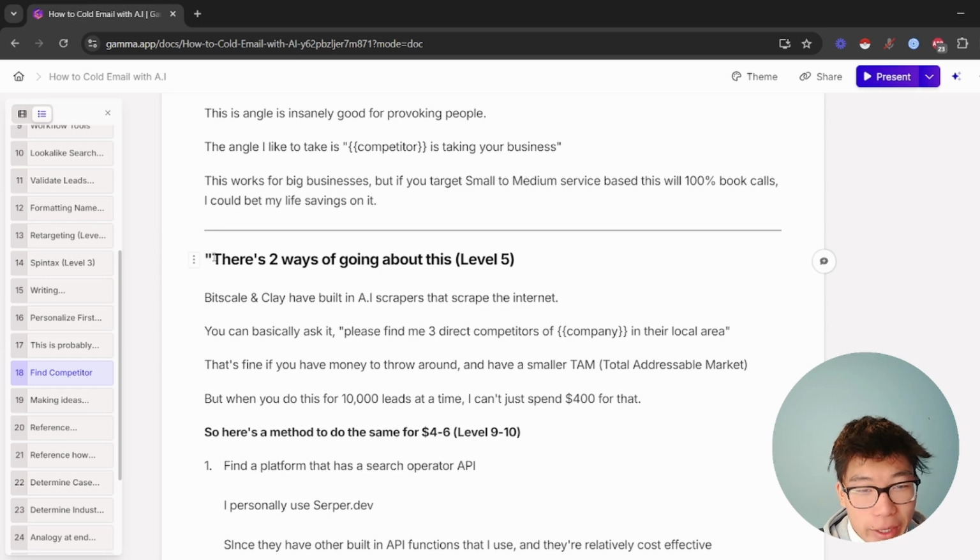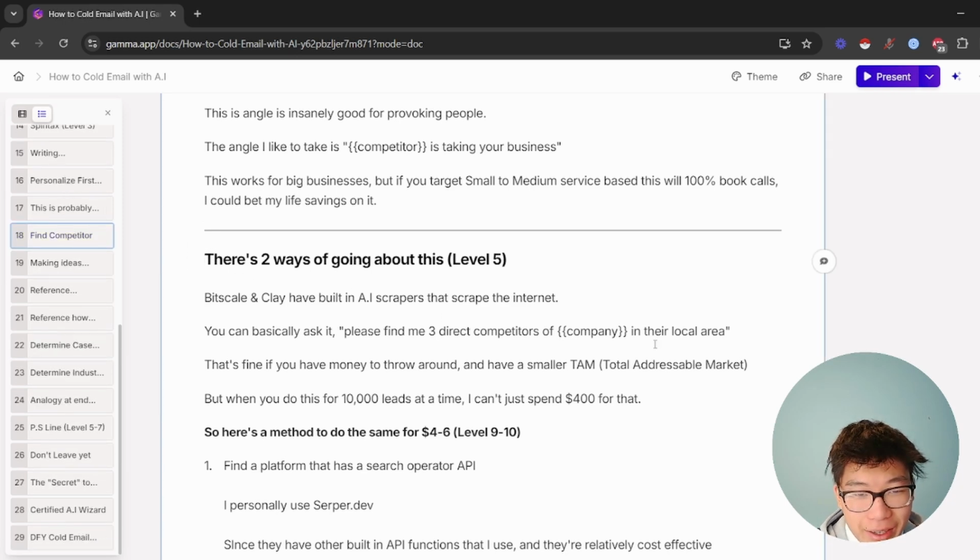So there's 2 ways of going about this. And this is generally, I say, level 5. This is because if you're using the scrapers again for Clay, Agent and Bitscale, they have similar scrapers. So Bitscale and Clay have their built-in AI scrapers that scrape the internet. You can basically ask it, please find me 3 direct competitors of company in their local area. That's fine. If you have money to throw around and you have a smaller town, total addressable market, this is fine. You can run this. This will do the job.